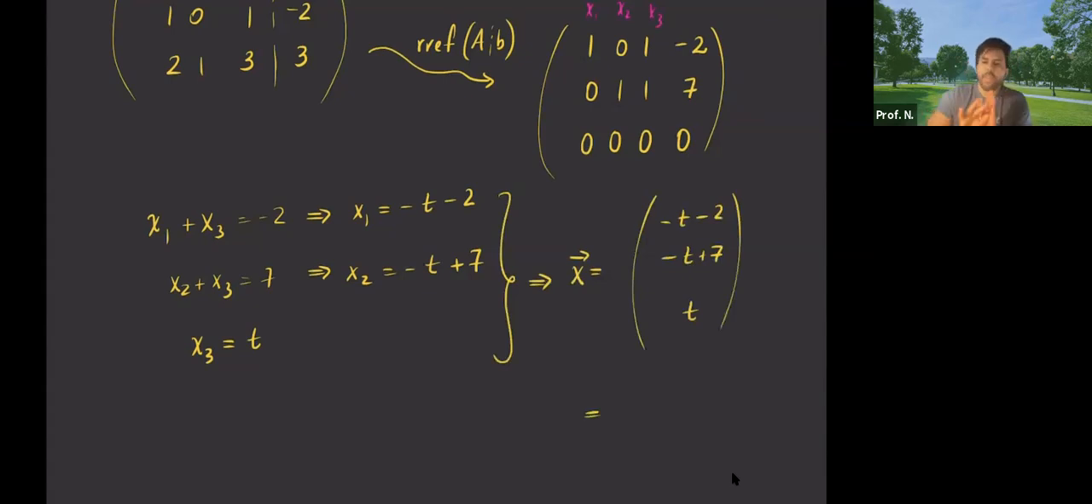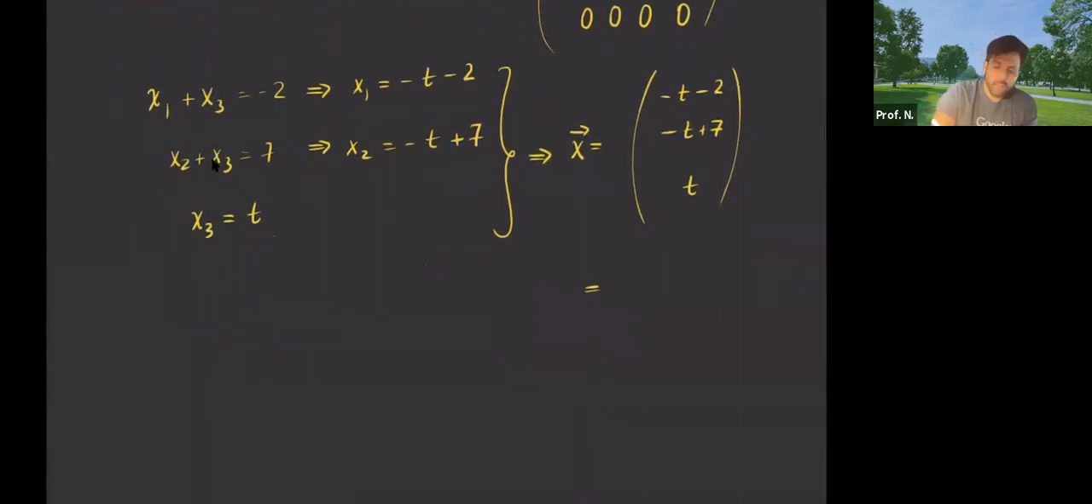And then what do you think I'm going to do after this? Am I going to leave my solution this way? I want to learn more about my solution. Can I split this vector, where I have a whole bunch of stuff with t's and everything else with no t's? So what is that going to look like? -2, 7, 0 plus -t, -t, t.